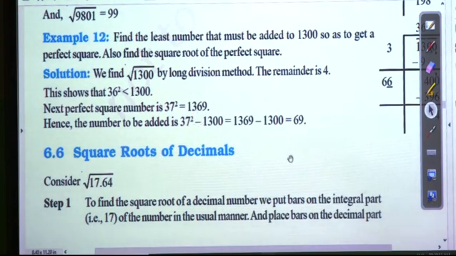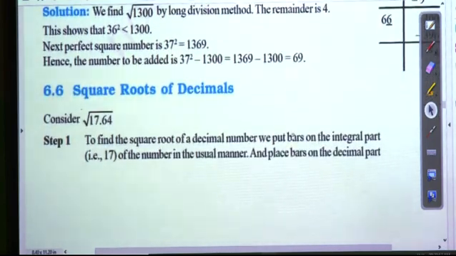I hope you are understanding this. Let us see further what is explained to us. Square roots of decimals. What is further? Square roots of decimals. Consider square root of 17.64. To find the square root of a decimal number, we put bars on the integral part, that is 17, of the number in the usual manner, and place bars on the decimal part.